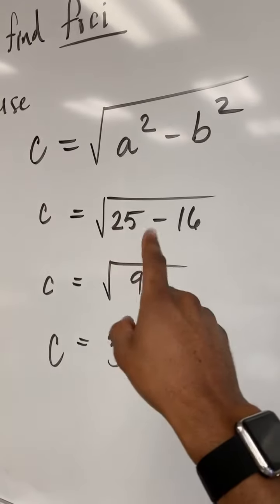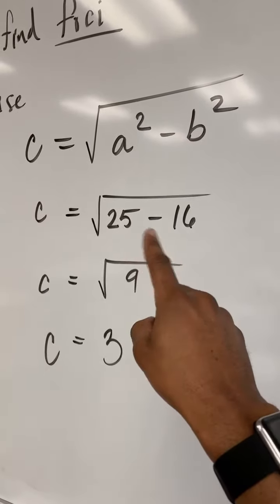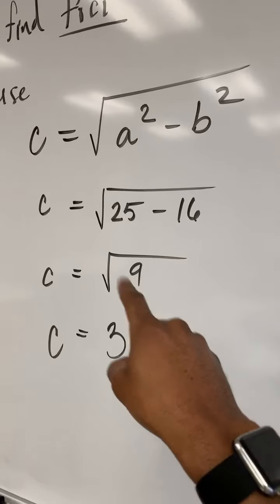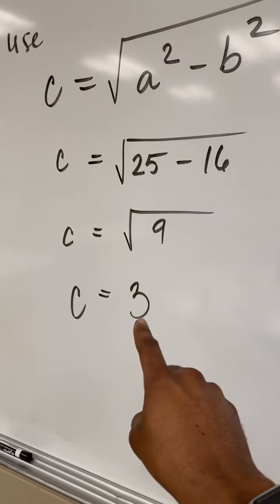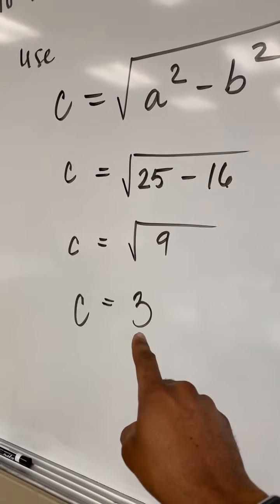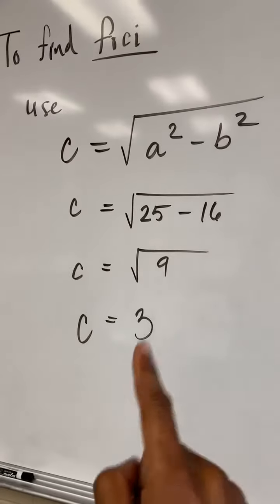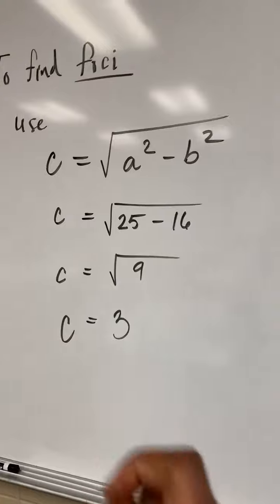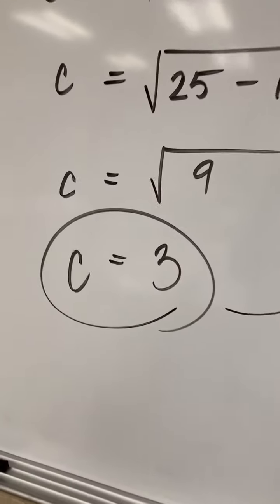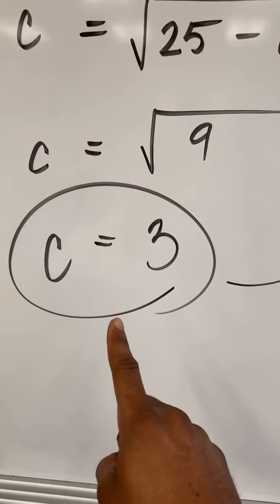So A squared minus B squared, right? That's 25 minus 16. That's a 9. But if you take the square root of 9, bam, you got 3. Any questions about that? I think we should be straight there. So 3, that's how we're going to use this number to figure out where the focus points are. All right, so I got C is equal to 3.